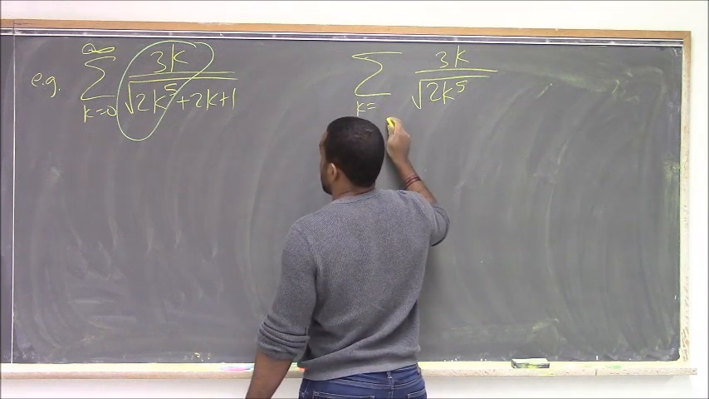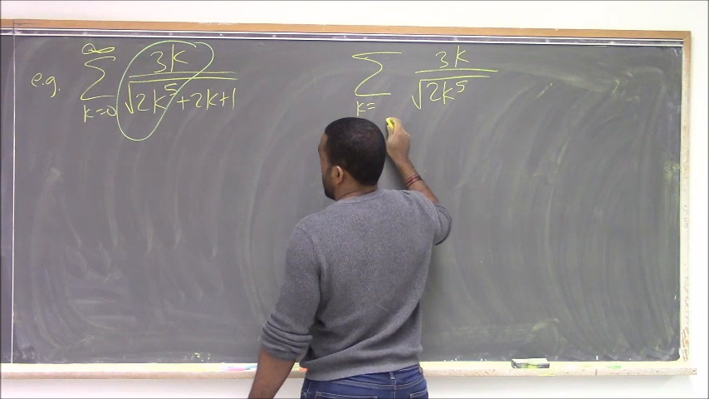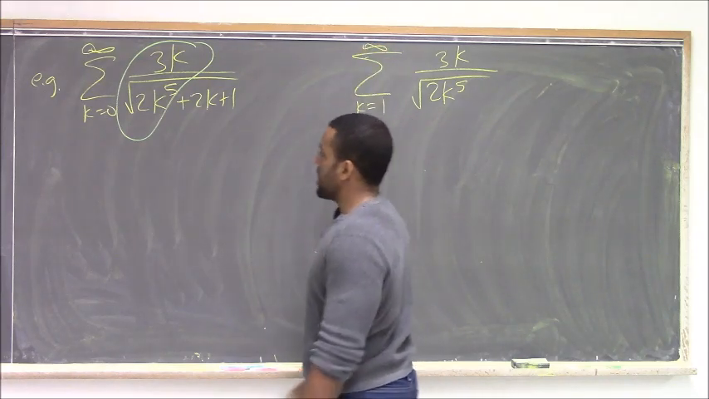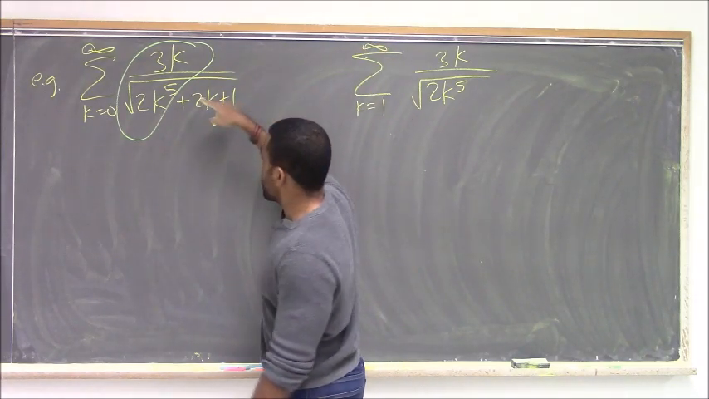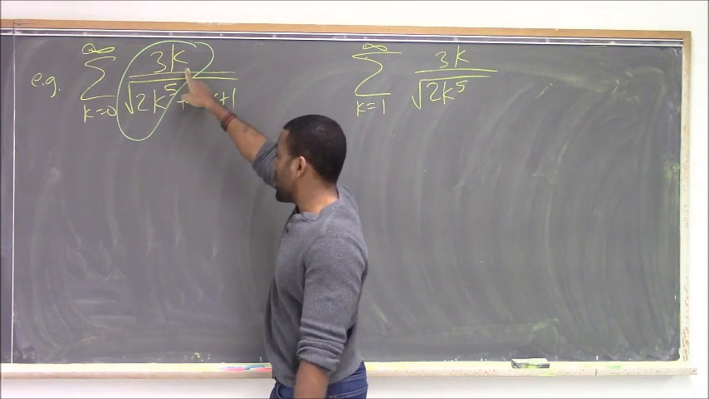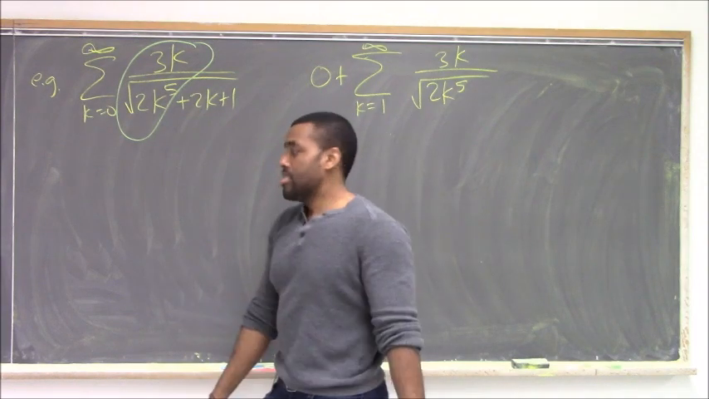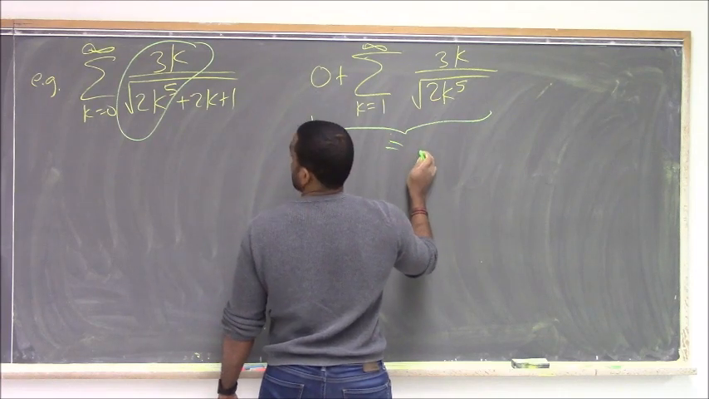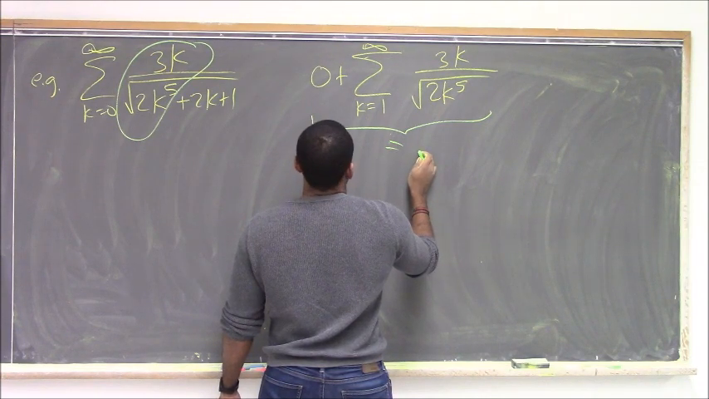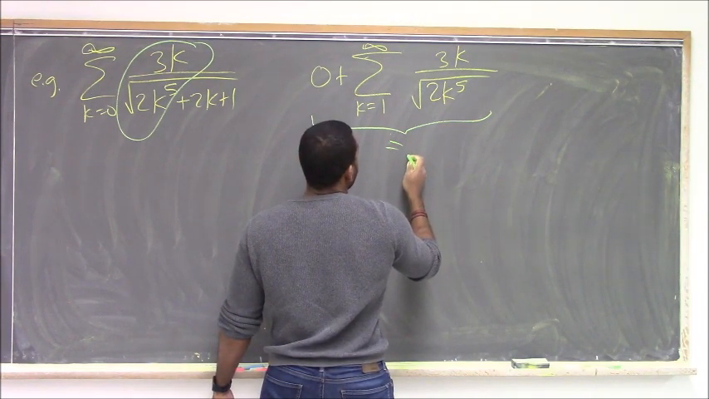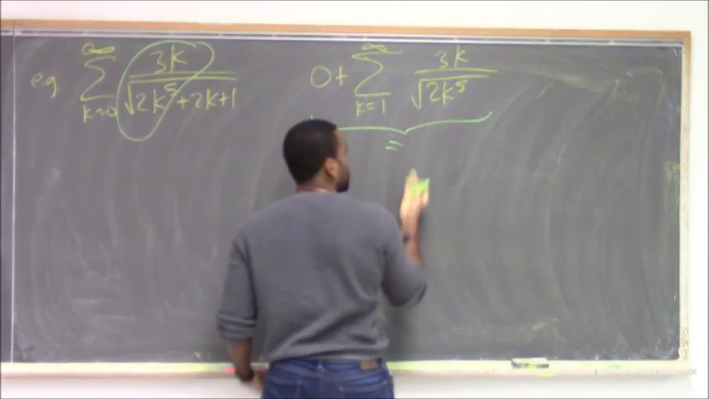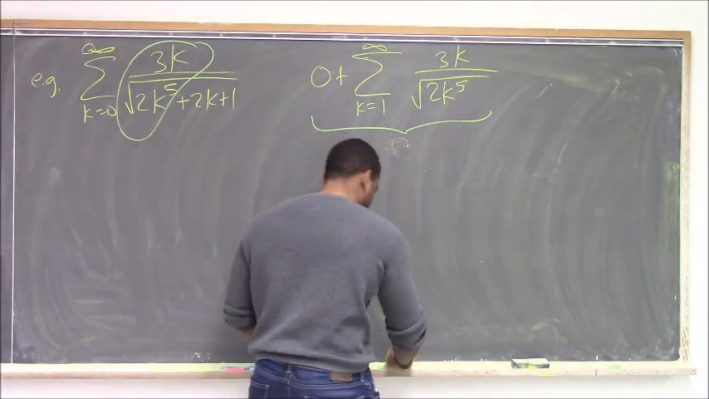Well, I can't start at k equals 0. However, I can start it at 1. I can notice that if I evaluate the first term of this and plug in k equals 0, I would actually get 0 as the answer. So this is equivalent to having the series start off at 0, even though I want to start at 1. There's no real way to actually write that down, so I don't know why I was doing that.